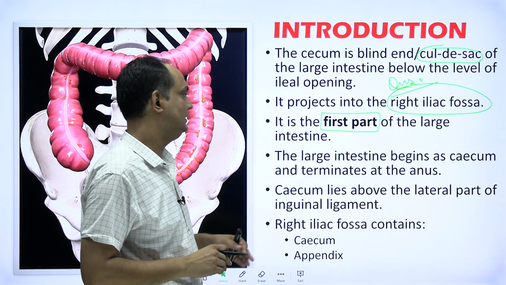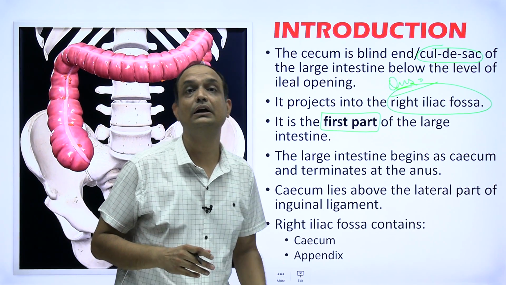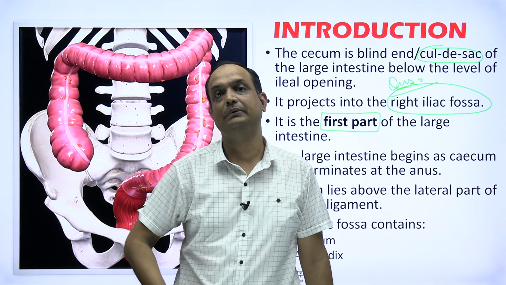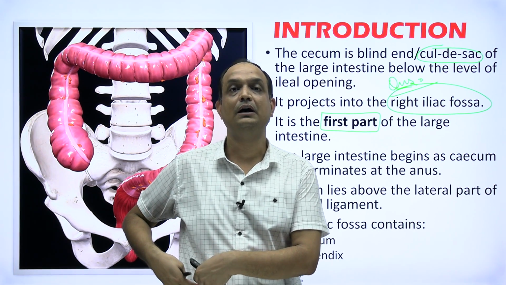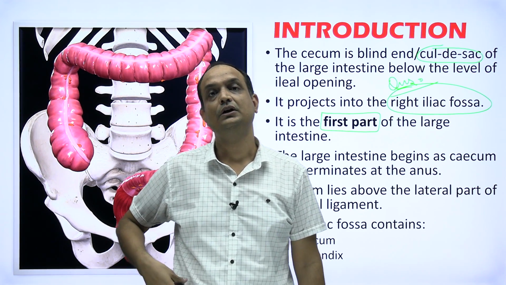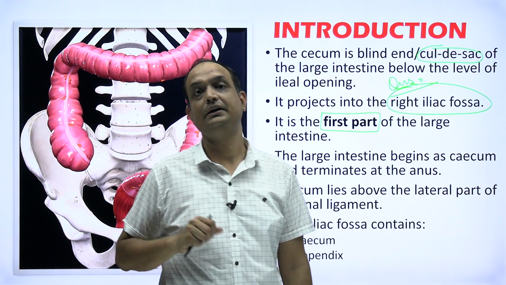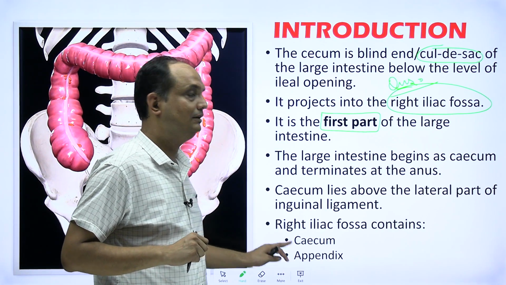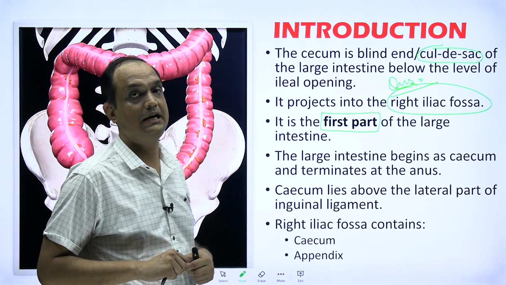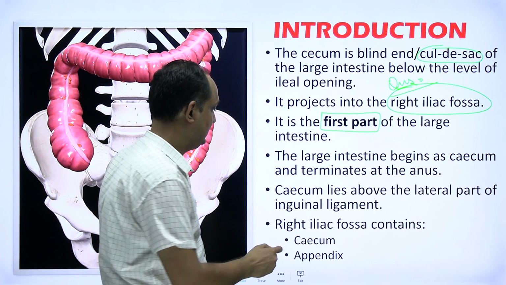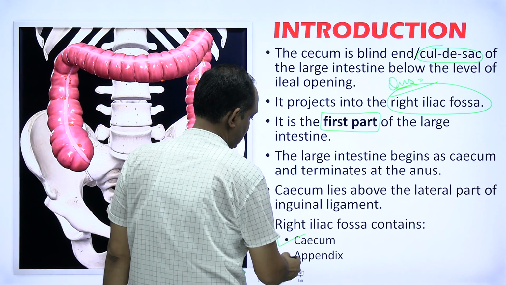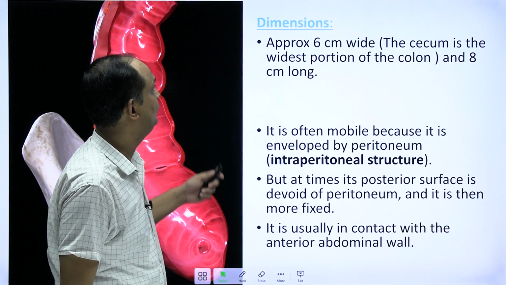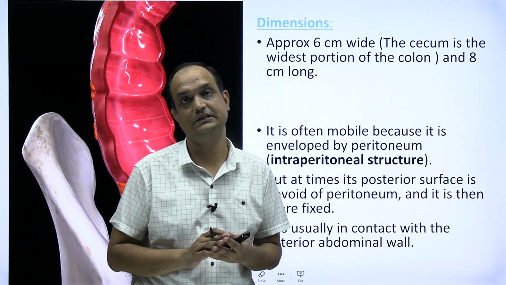The cecum lies above the lateral part of the inguinal ligament on the right side. So when you see the inguinal ligament, just above the right half of it you have this organ in the right iliac fossa. So if you get this question, write down the organs present in the right iliac fossa, you have two answers: one is the cecum and the second is the appendix. Clear?